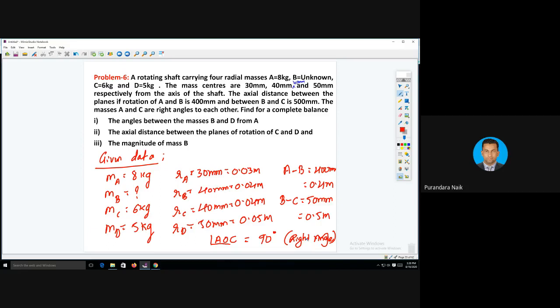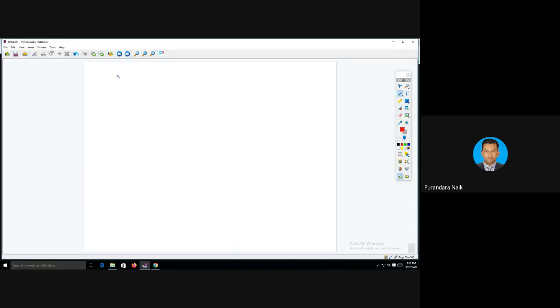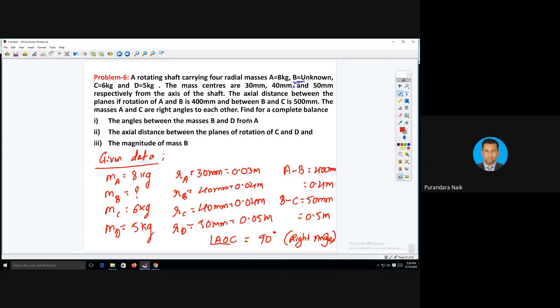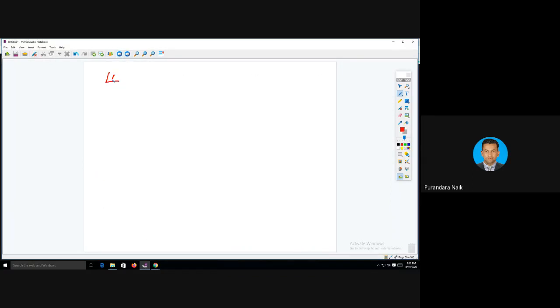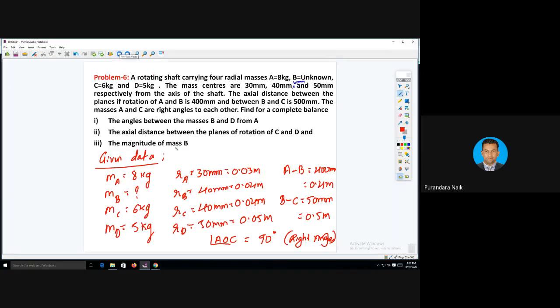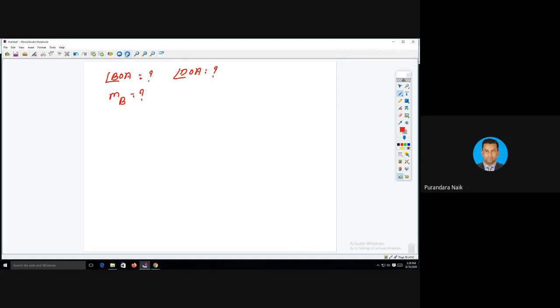Now what we need to find out? The first one, we need to find the angles of B and D with respect to A. That is, the angle of B with respect to A and the angle of D with respect to A. Next, you need to find mass B. Next, you need to find the distance between the planes of rotation of C and D. That is the C to D distance. That is the question.